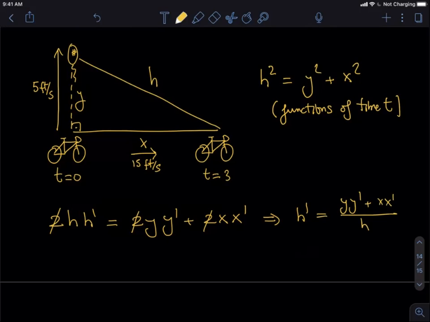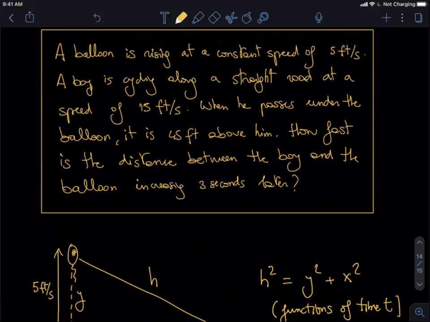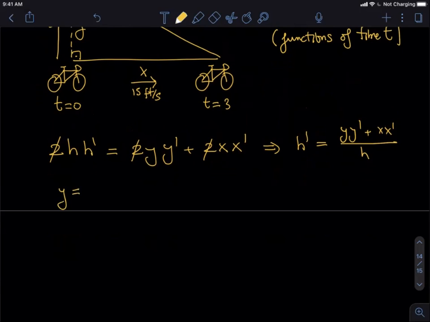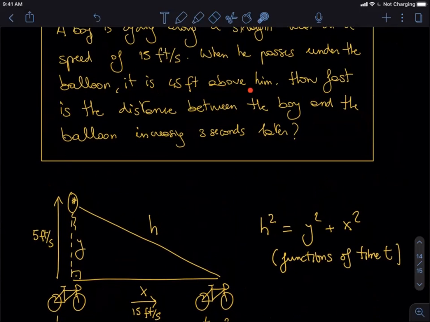And we are almost there, because we have y prime, we know it is 5 feet per second. x prime, we know it. So we need to figure out x, y, and h. Now from the problem, it says that it's rising at a constant speed. And also the boy is cycling at a constant speed. So that makes it easy for us, because then y is going to be, well, so let's put y of 0. This we know is 45 feet, because the problem says so. When he passes under the balloon, it's 45 feet above him.